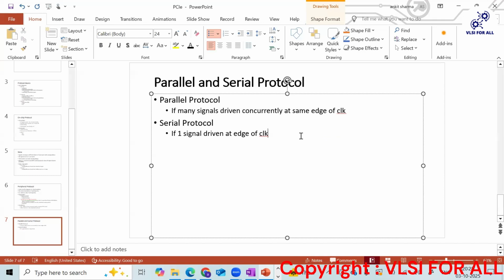But I mean, should I write that point or not? There is a possibility in which you have n signals that might be driven at n edges of clock. That doesn't mean they will become a parallel protocol. They will become multiple serial communication, or many serial. So it's like that. Make sense?